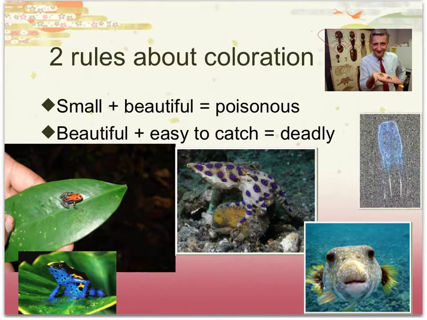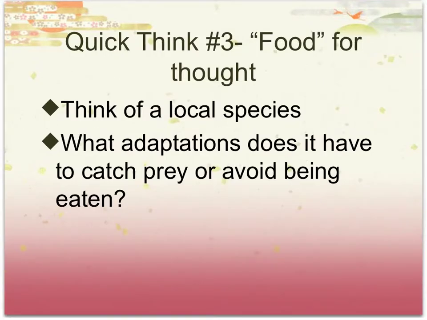And of course, I couldn't go through a presentation without talking about my main man here, E.O. Wilson. There's Ansar back there. He gives us two kind of rules for coloration. If it's small and beautiful, it's poisonous. If it's beautiful and easy to catch, it's deadly. So avoid those ones.